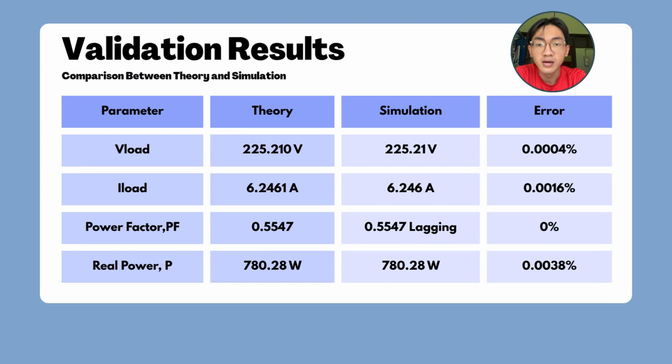Finally, for the validation results, here we compare our manual calculation with the software simulation result. As you can see in the table, the difference or error between the two methods is extremely small. Every value is below 0.005%. For example, the error for the load voltage is only 0.0004%, and the power factor error is 0%. This very high accuracy proves that our calculations are correct and our mathematical model is reliable for practical work.